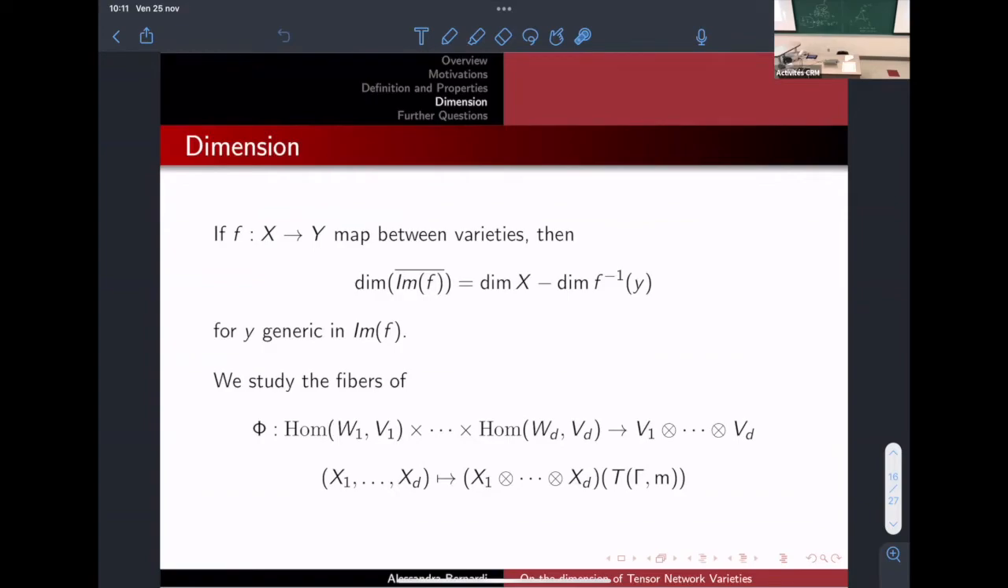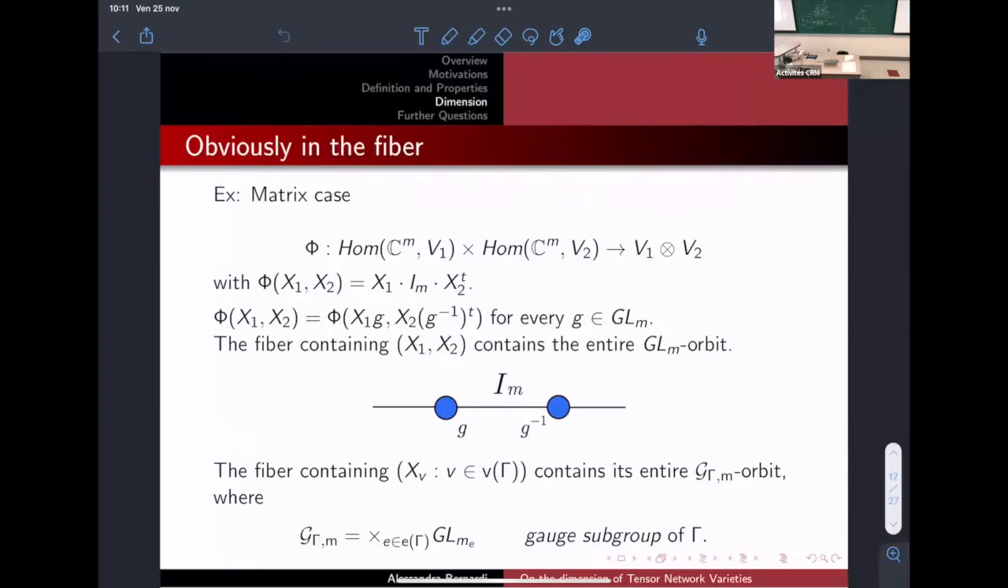I look at the parameter space and I take out the dimension of the fiber of a generic element. Okay. So we have a parametrization, we have our graph tensor, and we have this parametrization here. So I'm interested now in the parameter space, the dimension that it has is clear, and now I have to study the dimension of a general fiber. So matrix case, let's do the matrix case.